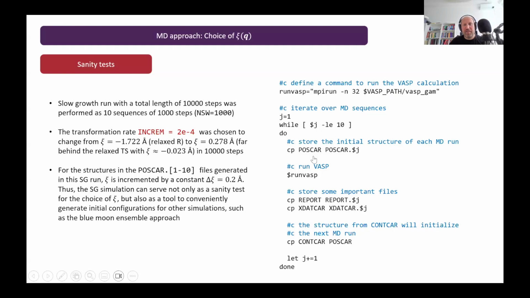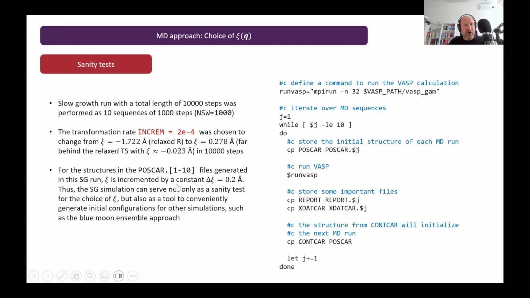I have 10 sequences here. At the beginning of each sequence, I just save the POSCAR file and run VASP. And when this is finished, I store the most important output files here, REPORT and XDATCAR file. And finally, I copy the CONTCAR file to POSCAR so that the next sequence starts exactly where the previous one ended.